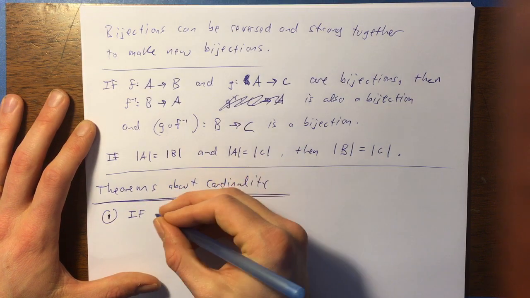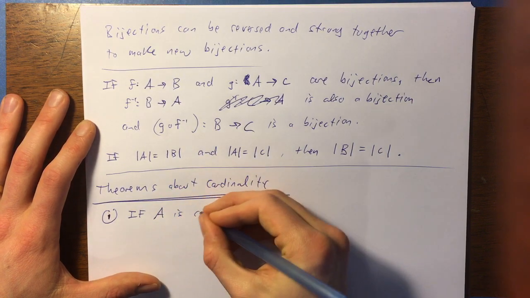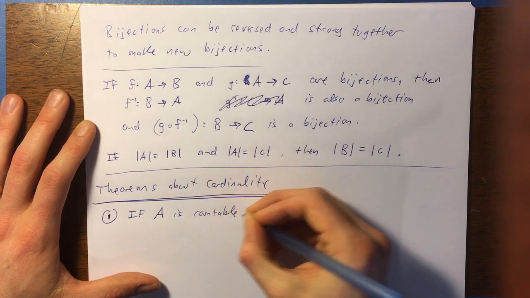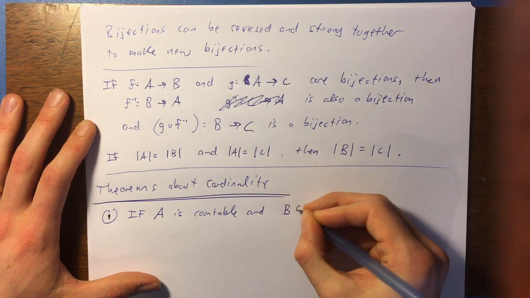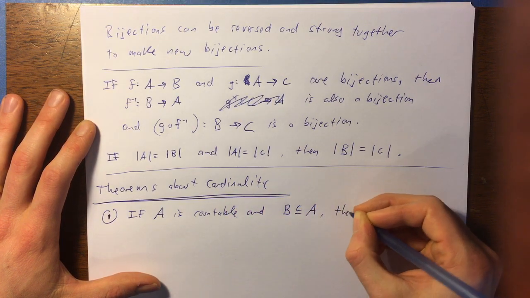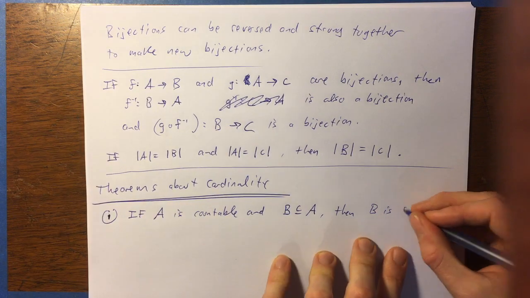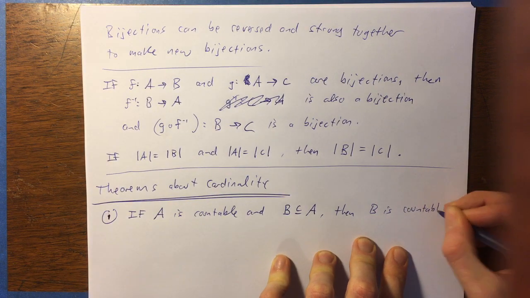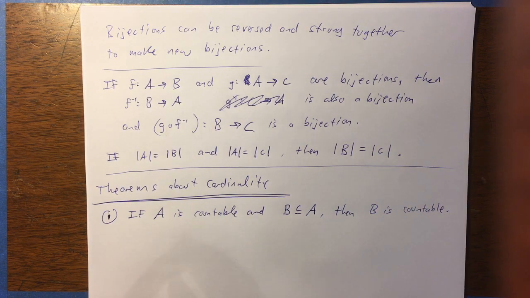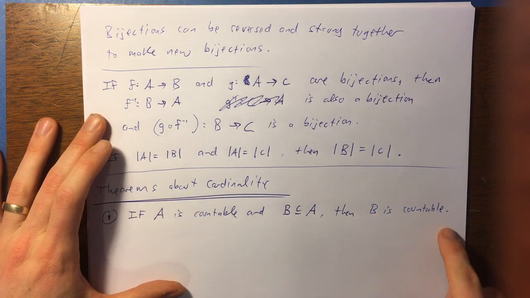If you have a set A, and A is countable, and if you have a subset B of set A, well then B is also countable. The subset is going to be countable as well. You can't have something which is a subset of a countable set which itself is not countable. That's not possible. We haven't even really talked about uncountable yet, but we're going to very soon. So this is guaranteed.